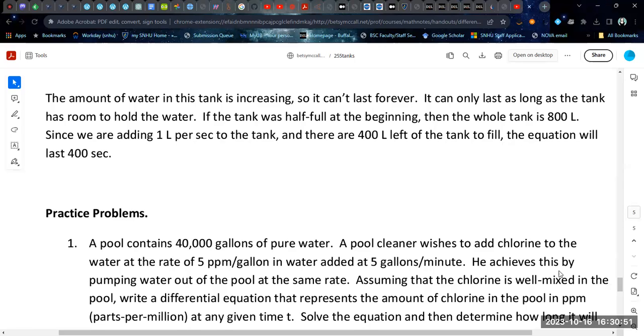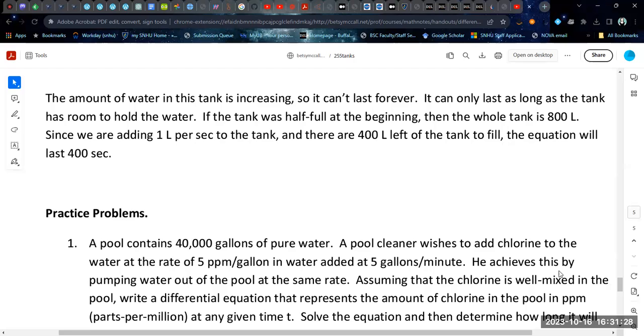If the tank is half full, and so there's still another 400 liters we can add to the tank, then we can go on for another 400 seconds. Once it gets to that point, the function no longer applies, because now water is spilling out over the top of the tank, right? Or if it's draining, there's no more water left. But if it's spilling out over the top of the tank, then it's forced back into this position where it has to flow out at the same rate that it flows in, because there's no more room.